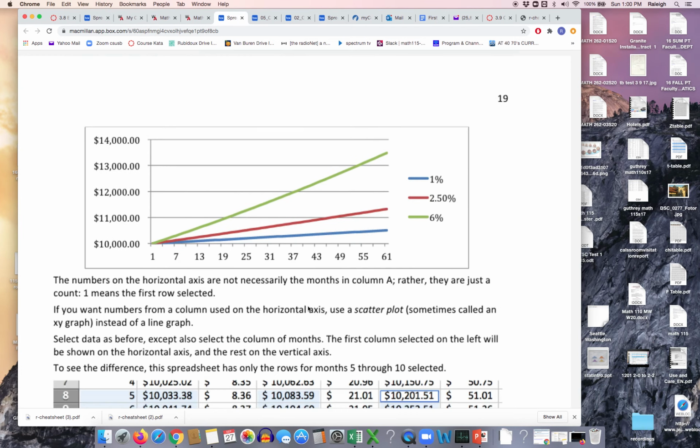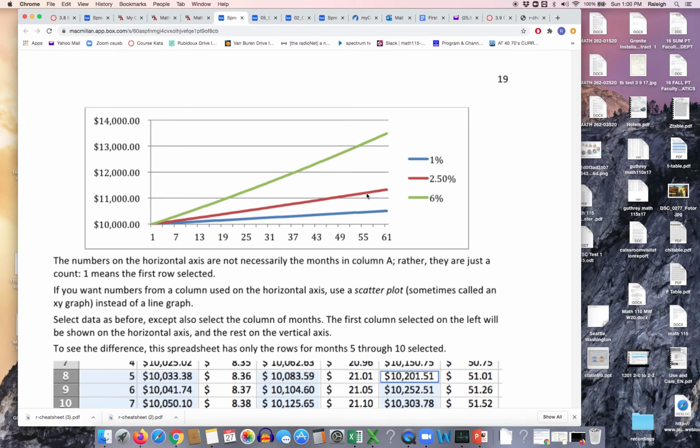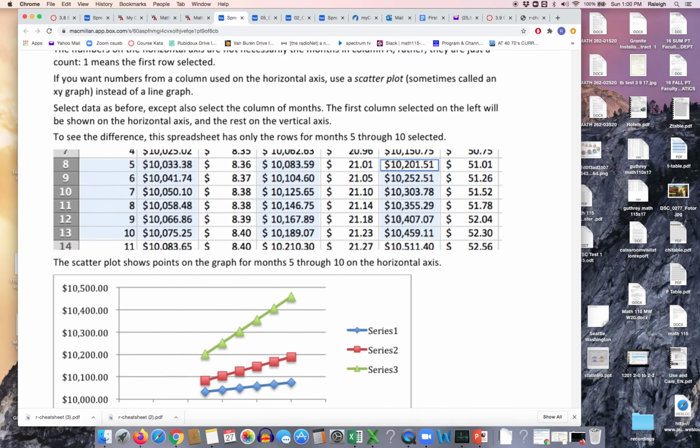I did want to show you some of the graphs here that we could show, and look at the difference in the interest rates. 1% interest rate has your $10,000 grow to, was it 61? Is this months? It's probably months. 2.5 grows more. 6% is growing pretty fast. So that's a pretty sweet difference there.